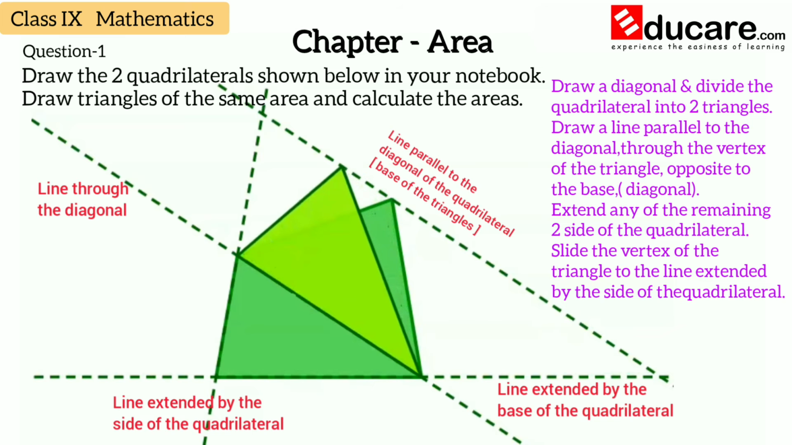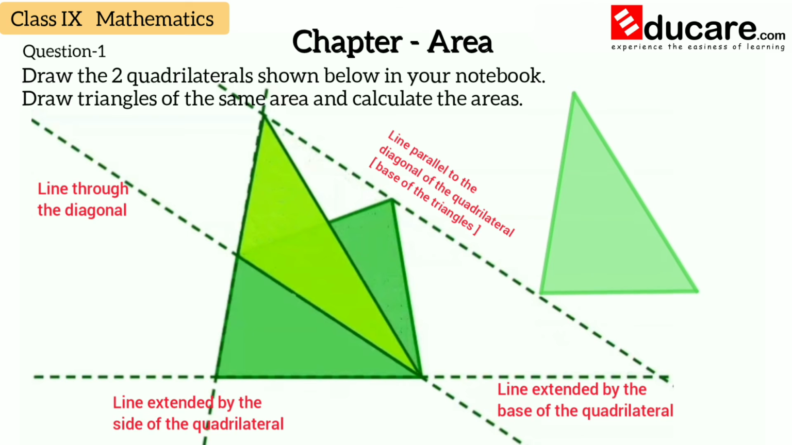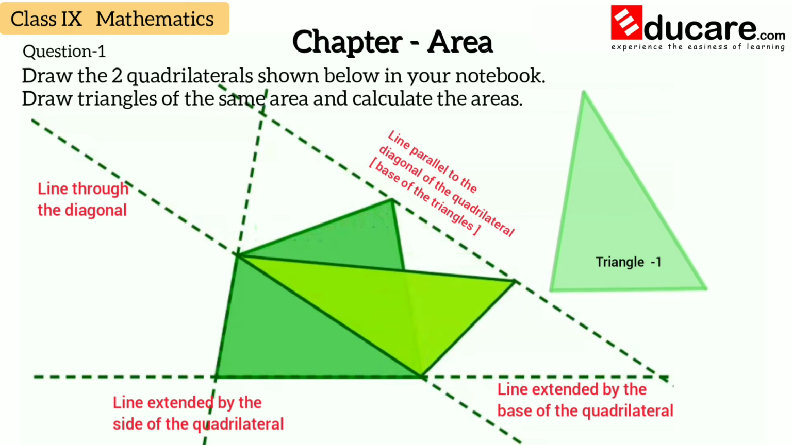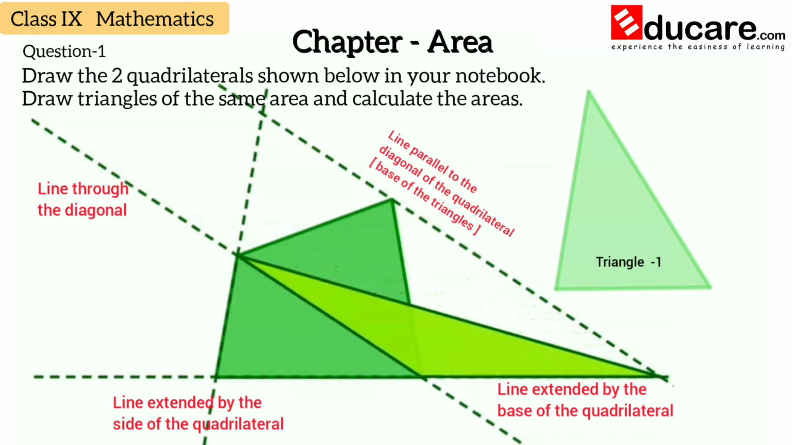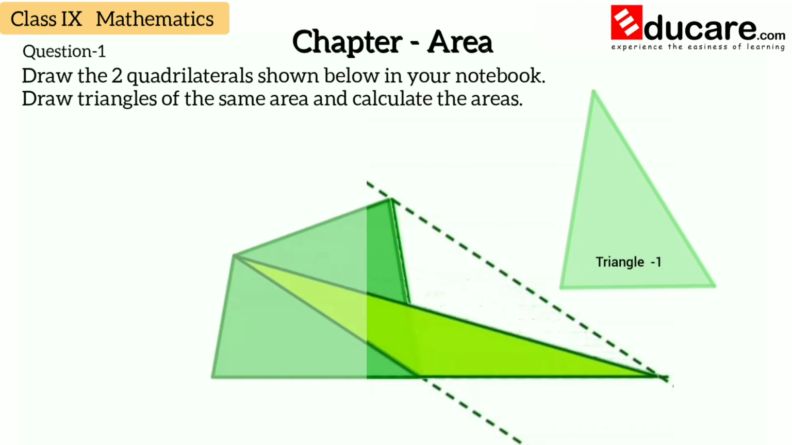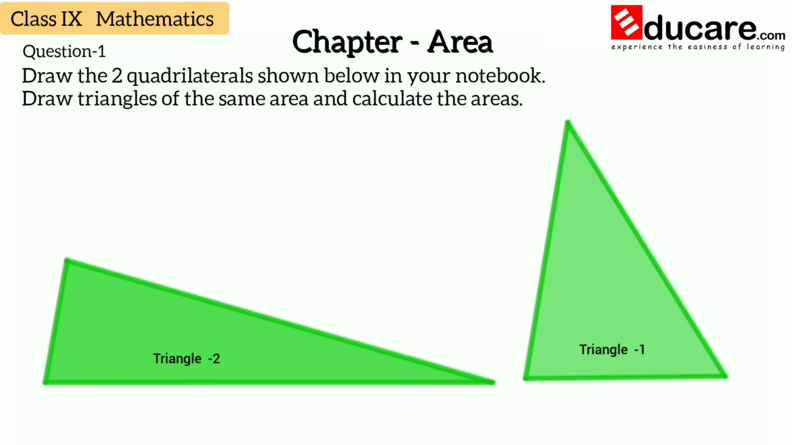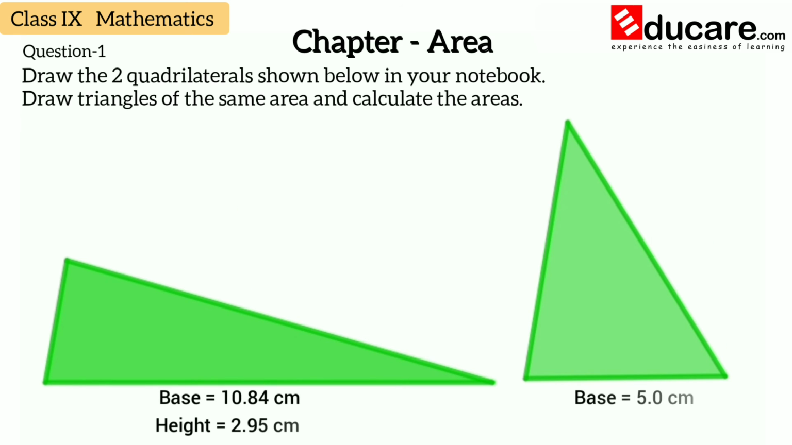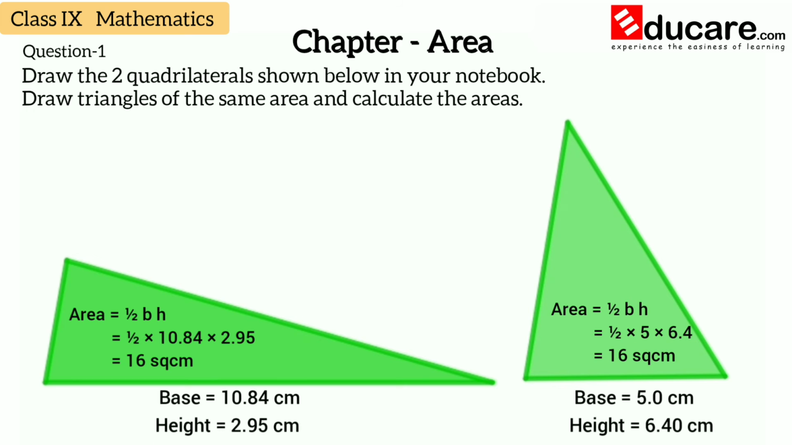Slide the top vertex of the triangle to any of the line extended by the remaining sides of the quadrilateral. These are the triangles of the same area as that of the quadrilateral. Measure the base and height of the triangles to find the area. And the area is 16 square centimeters.